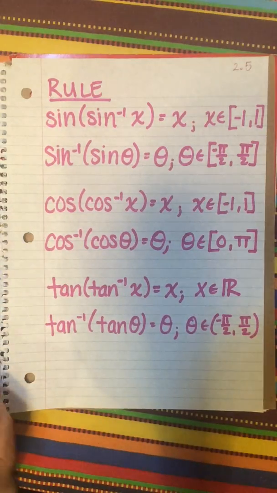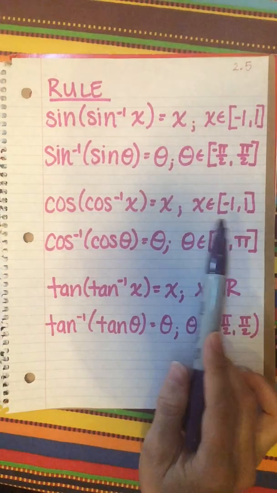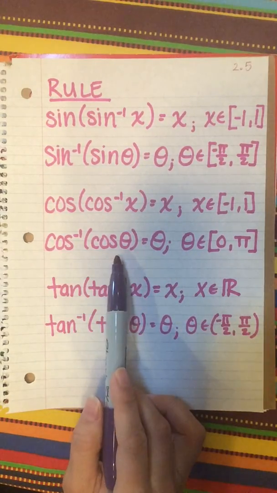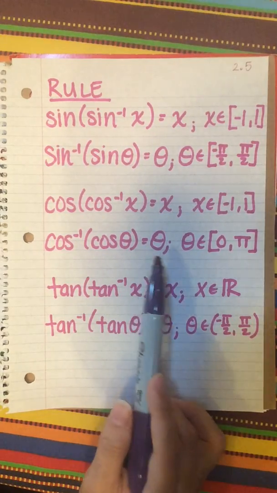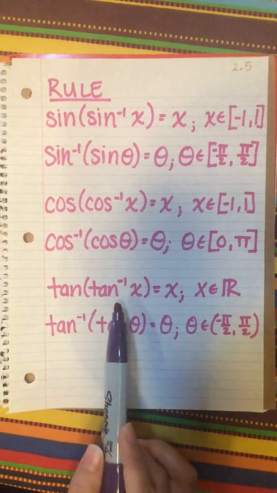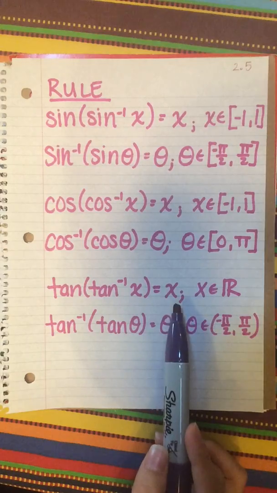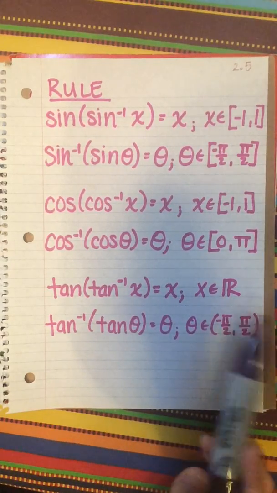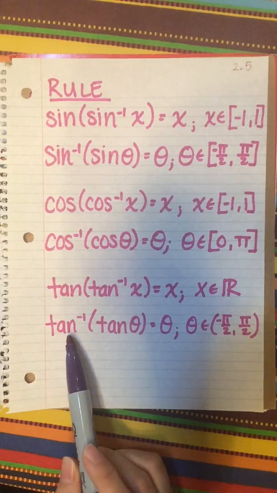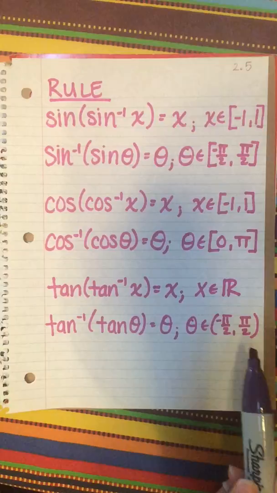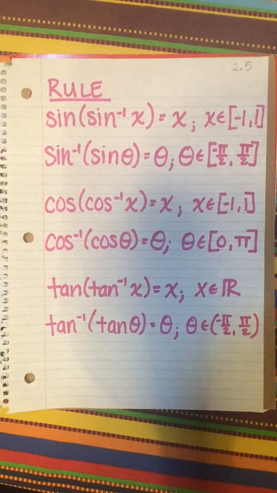Cosine of cosine inverse of x equals x if and only if x exists between negative 1 and 1. And cosine inverse of cosine of theta equals theta if and only if theta exists between 0 and pi. And then tangent of tan inverse of x cancels out and leaves you with x as long as x is any real number. So that means that's always going to work, which is really nice. And then the last one is tan inverse of tangent of theta equals theta only when theta exists between negative pi over 2 and positive pi over 2.